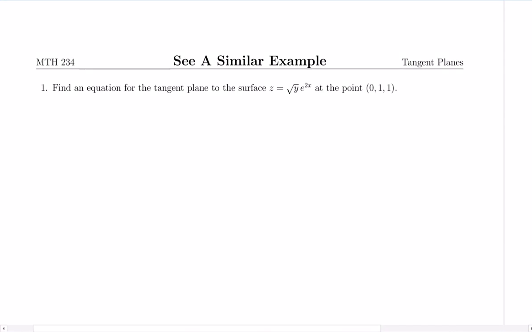In this video, we will find the tangent plane to the graph of a function of two variables. So in this example, here's our function, square root of y times e to the 2x. We'll call that f of x and y. And the fact that this point is on the graph simply means that if I plug in the first two coordinates for x and y, I get the third one as the function value.